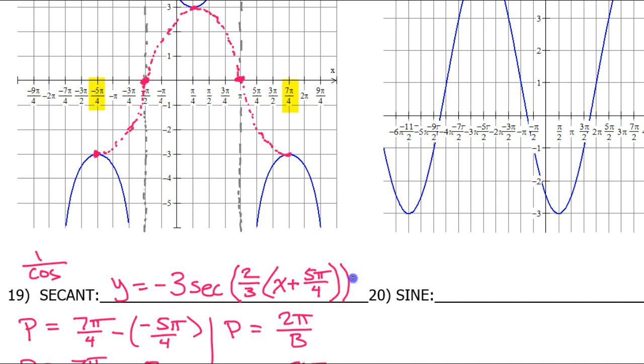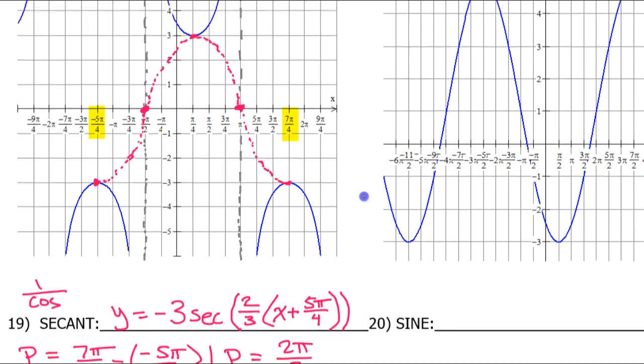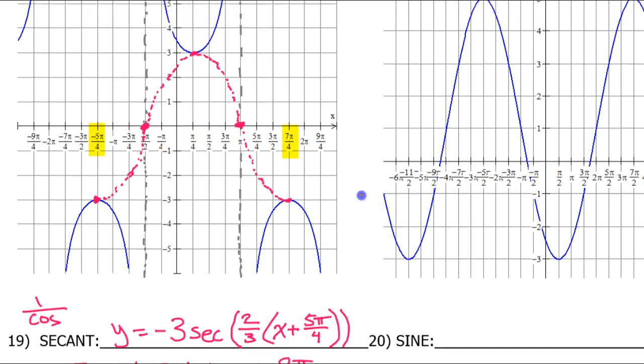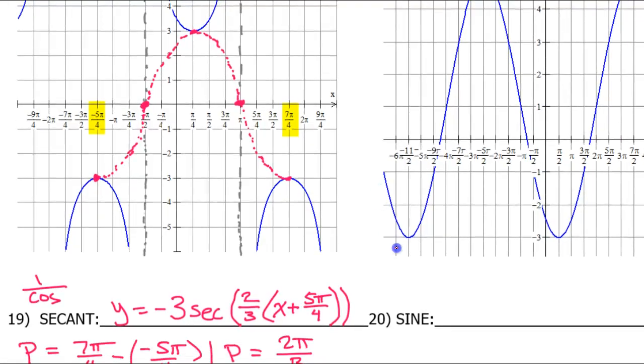Luckily there's no k value that I need to add, because the midline is the x-axis. If the midline was anywhere else, I would have had to add something on. Anyway, that is a perfect secant equation for the graph given. That is how you do that. Okay, so that was number 19.